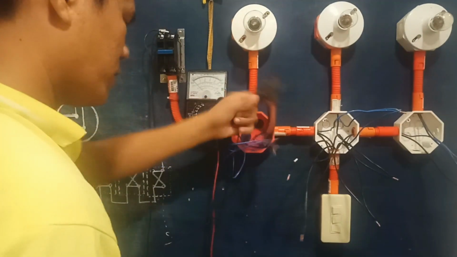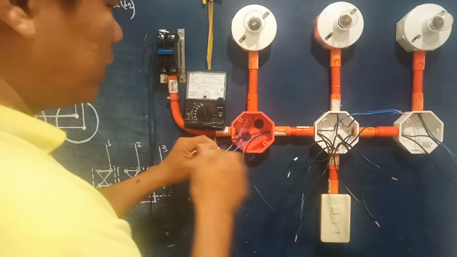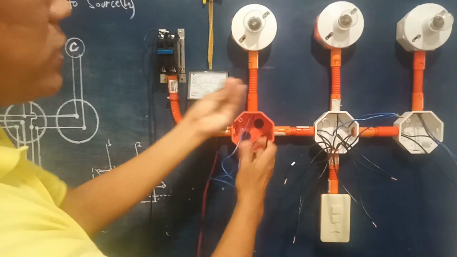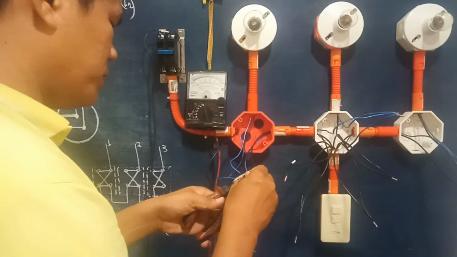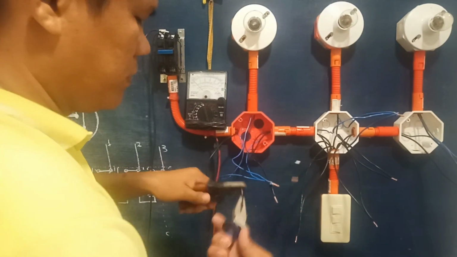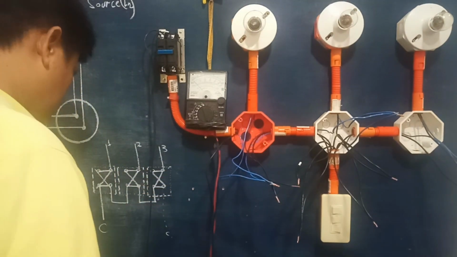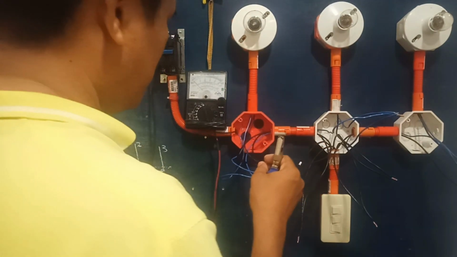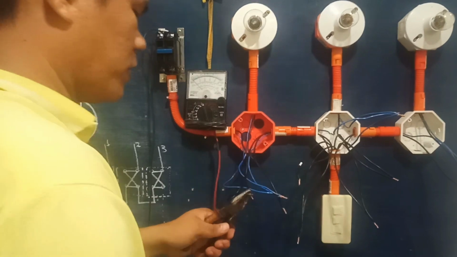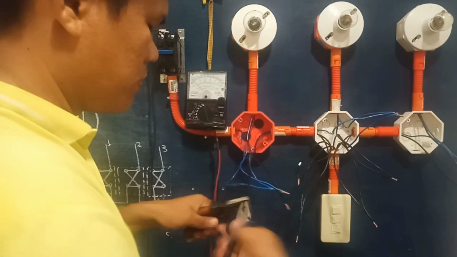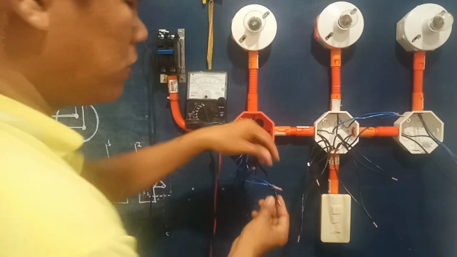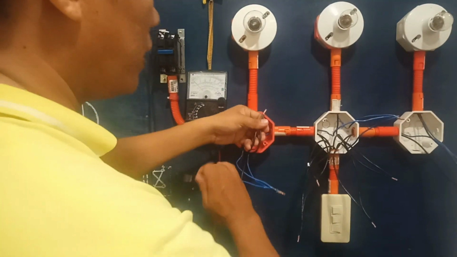Then right here, the last wire is this one, going back to the source line, which is color black, as I've said a while ago. So this one is the last connection of the wires. Okay, so after this splicing, we're gonna proceed with testing the circuit. Okay, so this one.